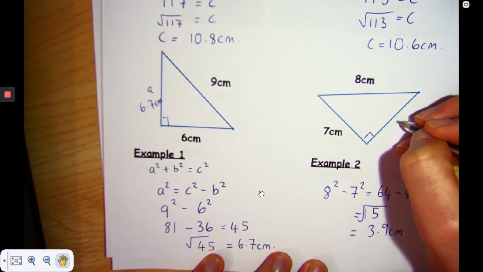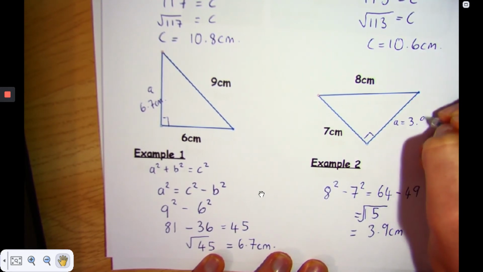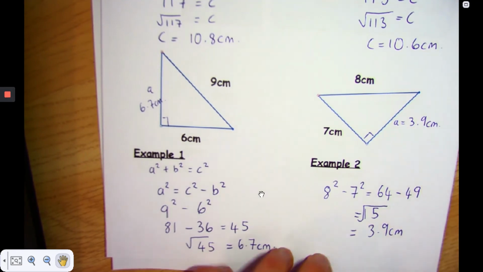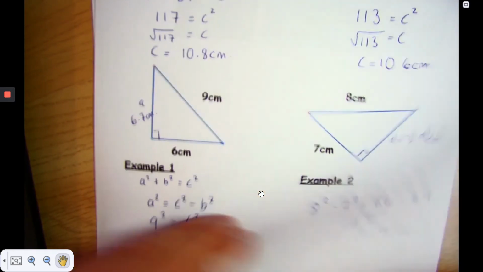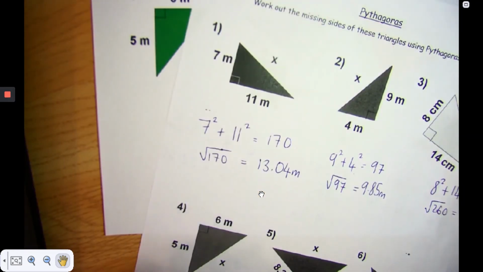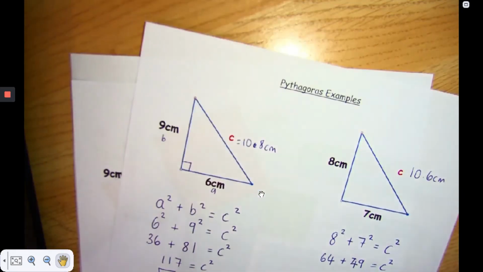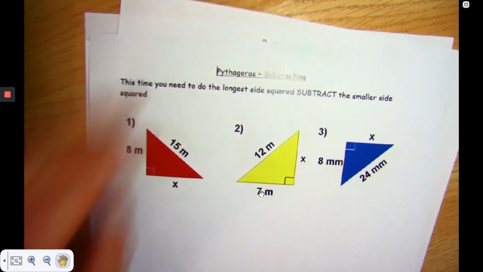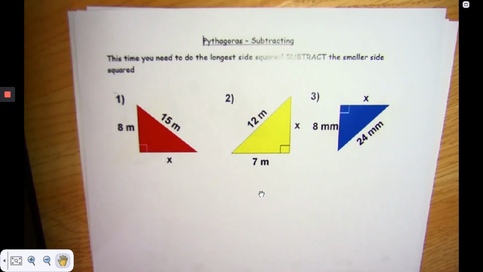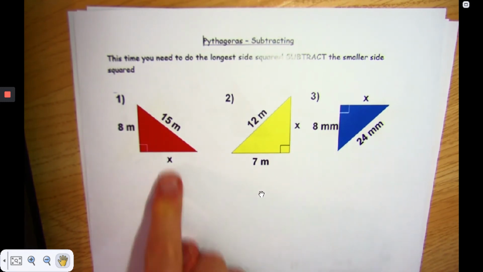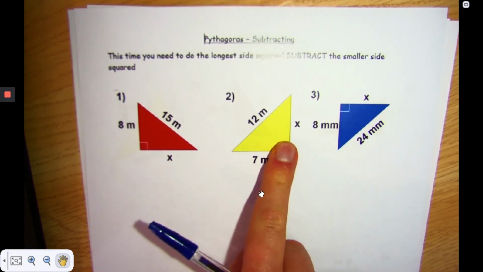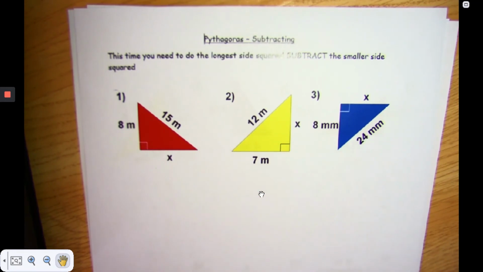So what you're going to do now is work through the other side of the worksheet, which says Pythagoras subtracting. And I've given you a little cute clue there. You need to do the subtraction part to work out one of the smaller sides. Okay, off you go. I'm going to pause this video now, and then we'll go through the answers once you've completed it.